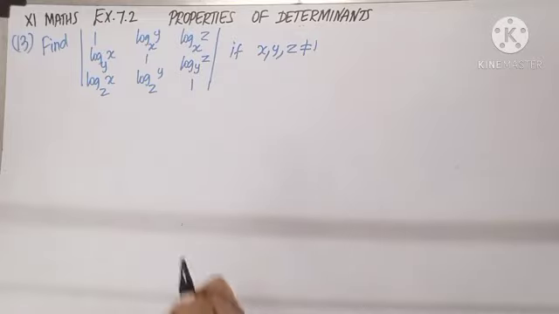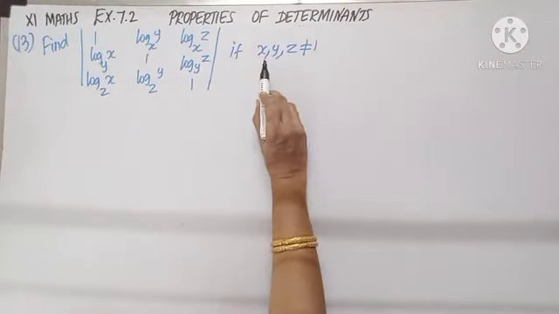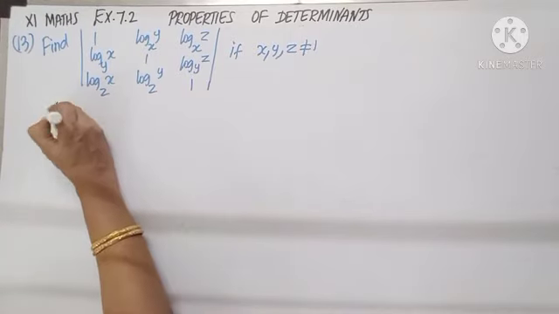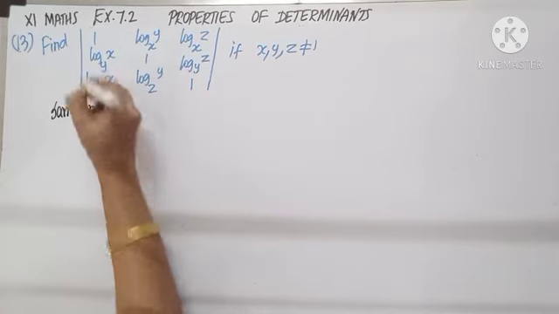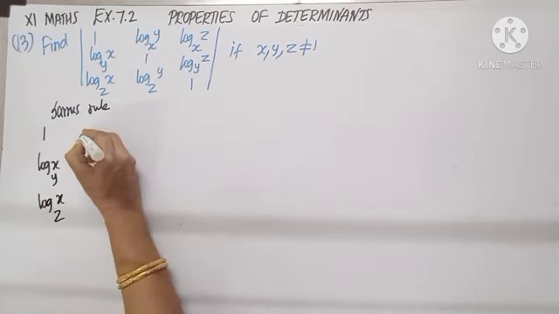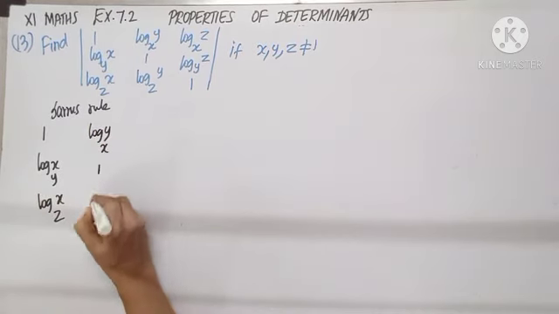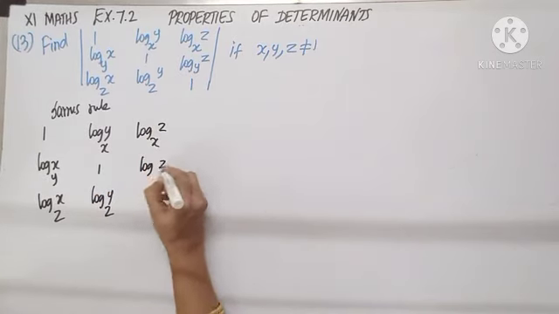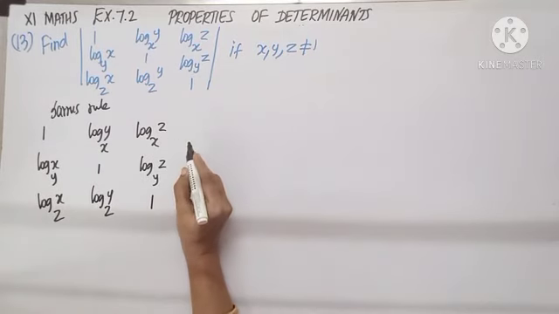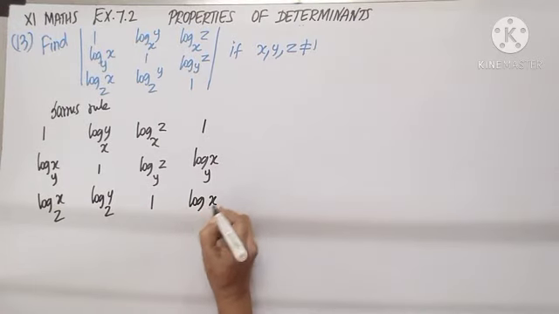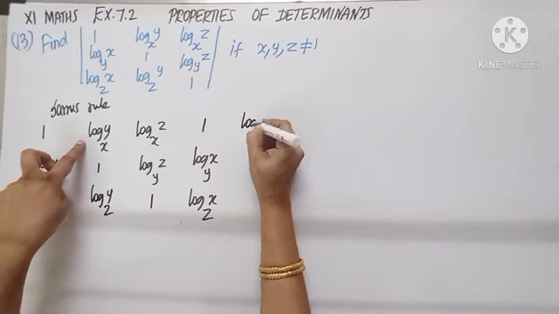Question number 13, we need to find the value of the determinant when x, y, z are not equal to 1. To evaluate the determinant, let us use Sarrus' Rule. What is Sarrus' Rule? Let us recall. Copy the first column as it is. Copy the second column as it is. Copy the third column as it is. Then again we copy first column. 1, log x base y, log x base z. Again we copy column 2.